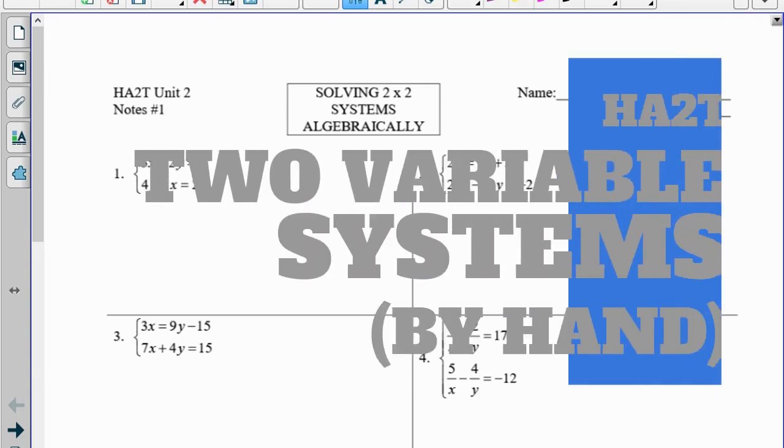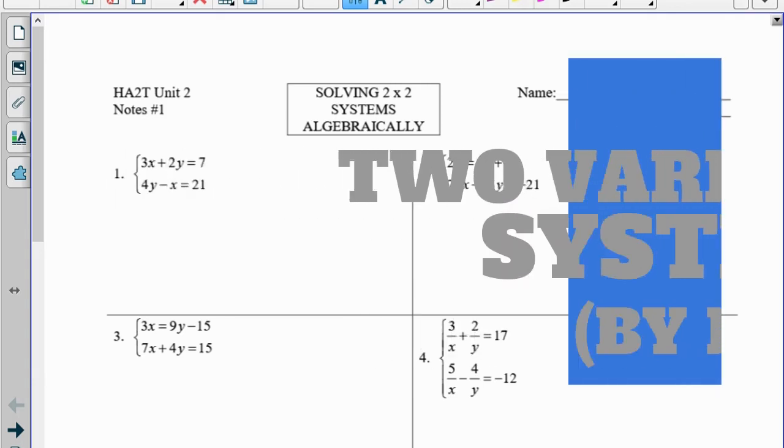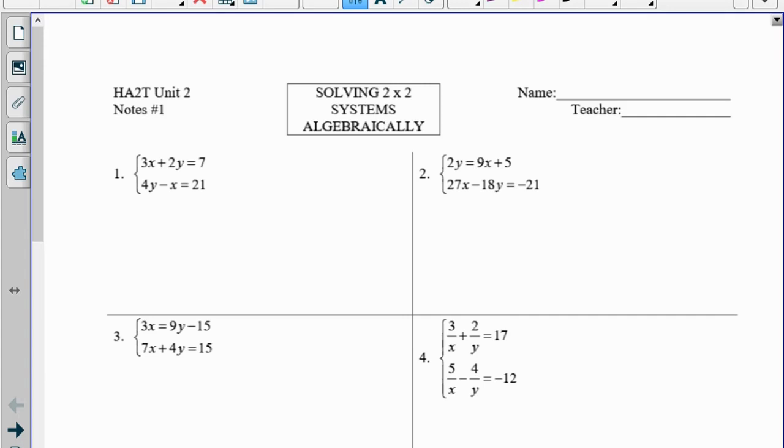Welcome to the notes for solving 2x2 systems algebraically. Most of this is review for you, so you should remember that you can solve systems three different ways. You can solve them by graphing. We won't spend much time doing that at the moment, but we will do a little bit on the calculator.